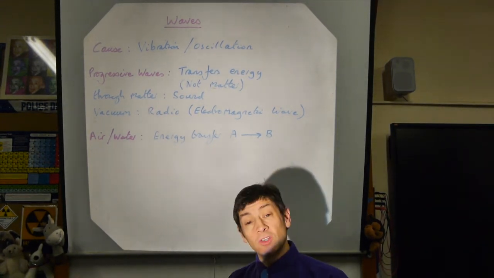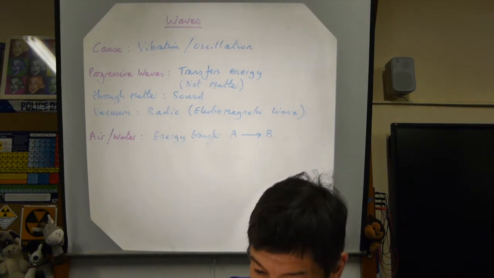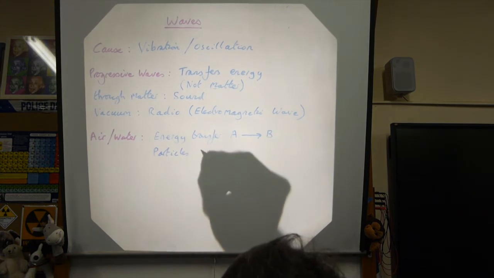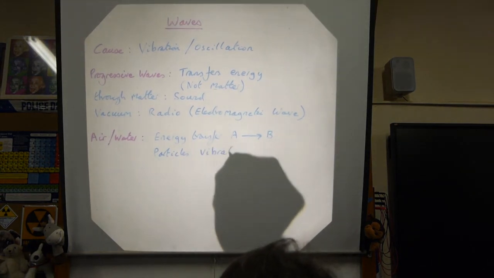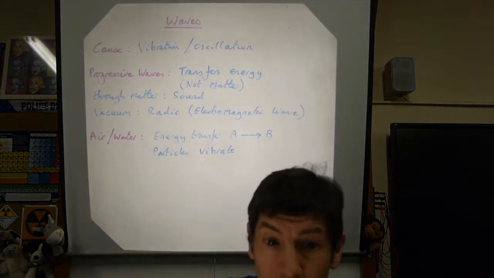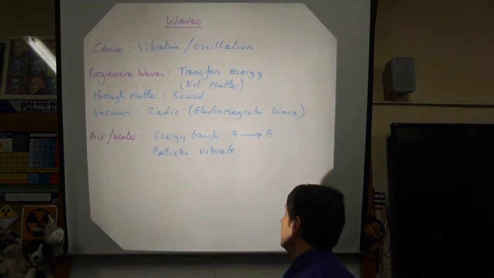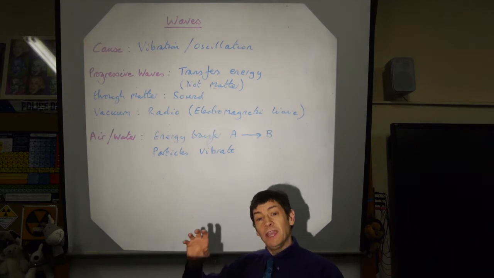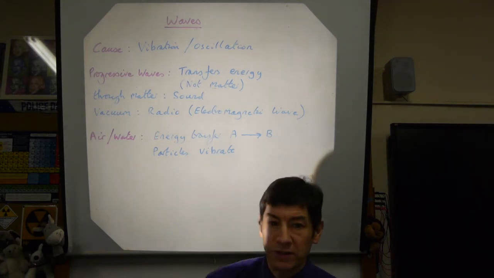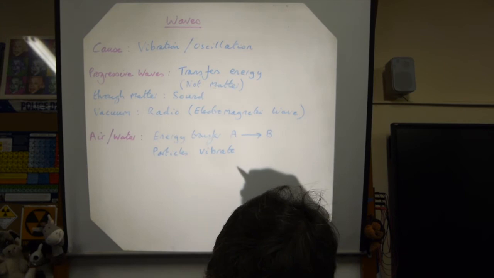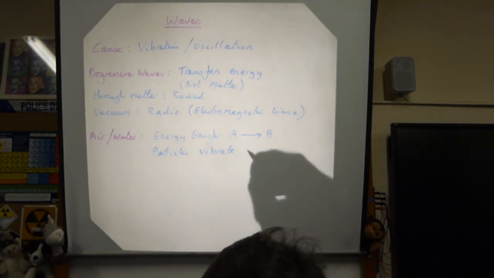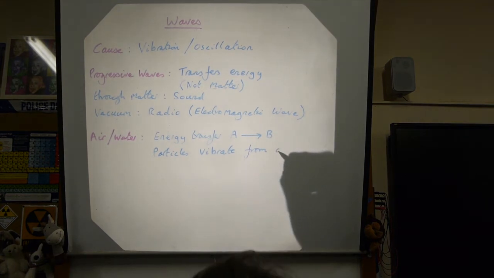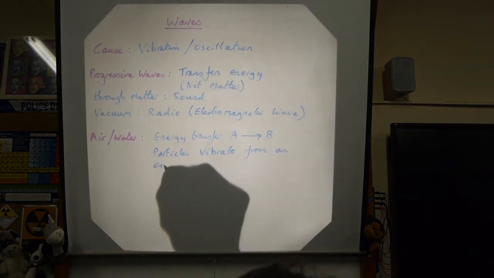Now, we know that that's caused by a vibration, so we know that the particles vibrate. But the crucial thing is, they're not kind of vibrating and travelling from A to B. They're vibrating around a fixed point. So, to use the correct physics term, the particles vibrate around an equilibrium point.